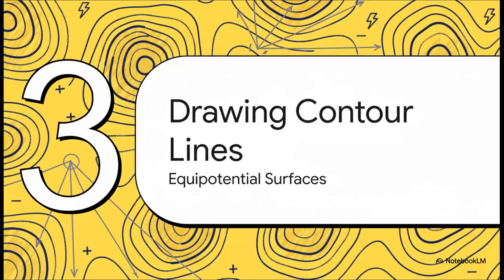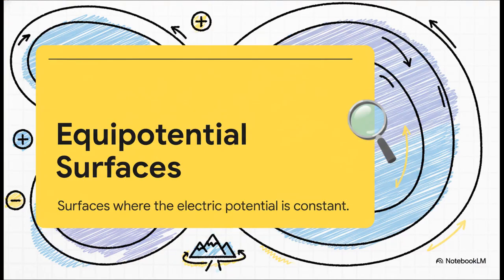Okay, let's add one more feature to our map. You know how every good topographical map has those contour lines that connect all the points of the same altitude? Well, our electrical map has those too. We just call them equipotential surfaces. An equipotential surface is, well, it's exactly what it sounds like. It's a surface where the potential, the voltage, is the same everywhere. If you were to move a charge anywhere along one of these lines, it'd be like taking a walk on a perfectly level path around the side of a mountain. It takes zero work because you're not going uphill or downhill.